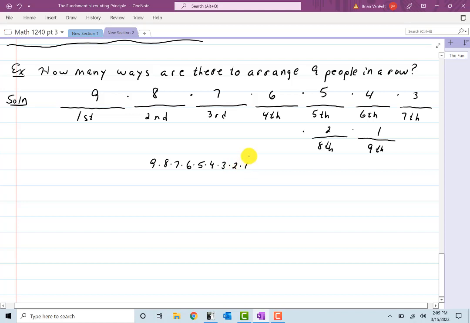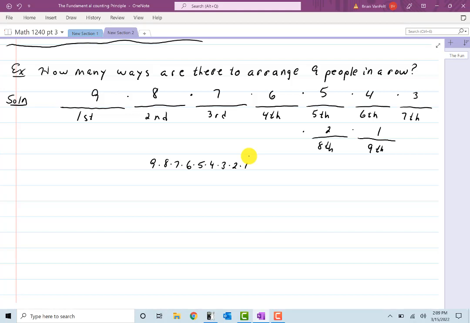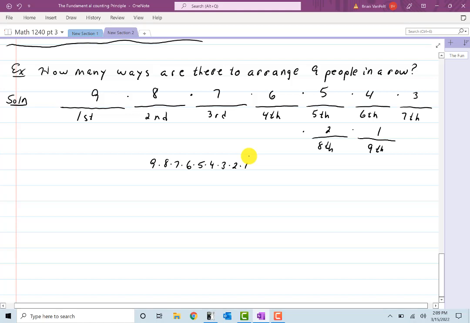In probability theory, they have a shortcut for this multiplication. You can do this all by hand if you want to, but you should be aware that we have a symbol for this. If I write a 9 followed by an exclamation point, it will equal 9 times 8 all the way down to 1. This is referred to as 9 factorial.